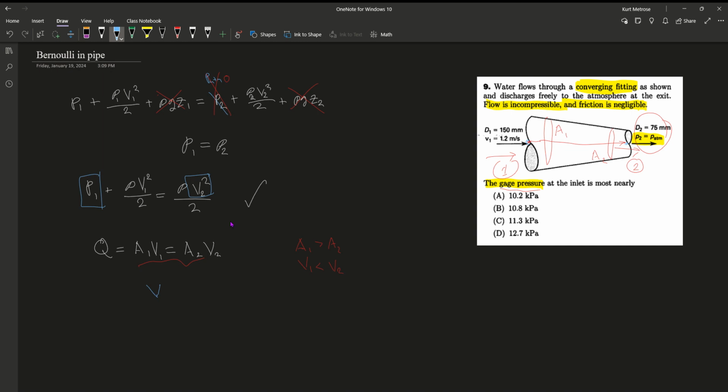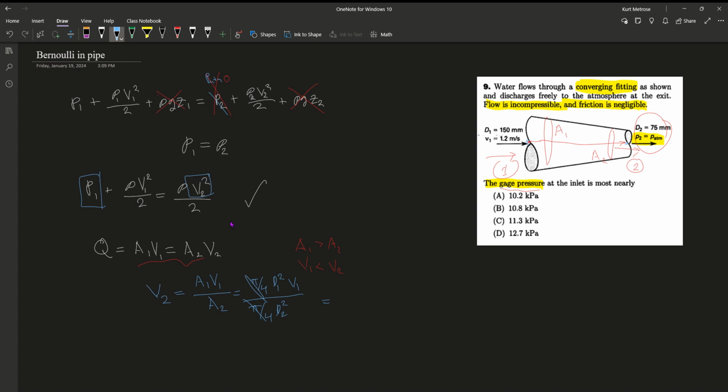So V2 is equal to A1 V1 over A2. And that is equal to pi over 4 times D1 squared V1 over pi over 4 D2 squared. Whenever you're dealing with circular areas like this, the pi over 4s always cancel out.